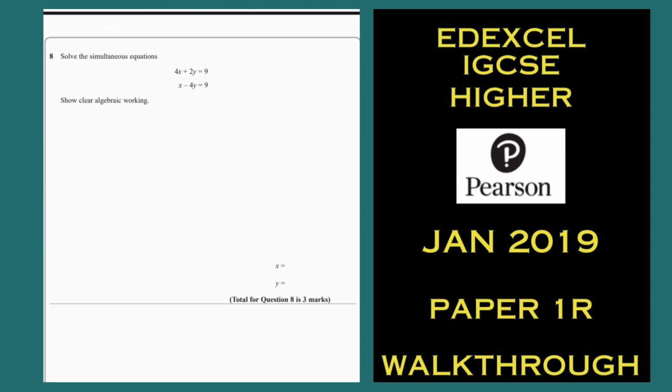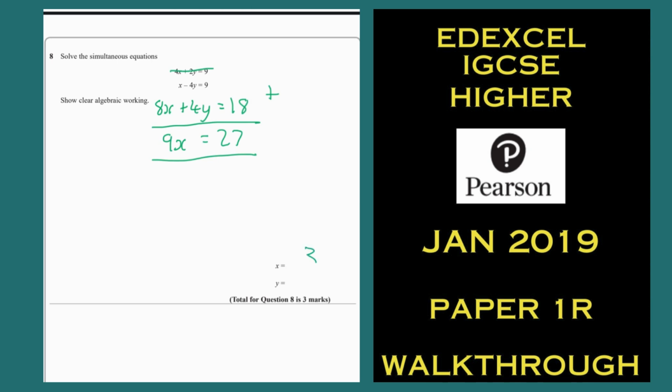Good old simultaneous equations, one of the basic ones. You could double the top equation. You could quadruple the bottom equation. That's entirely up to you. I've gone for doubling the top equation. So I get 8x plus 4y equals 18. So I'm now kind of moved on from that one. So the numbers in front of the y's are both 4, but one's a plus and one's a minus. Different signs. That's add. So we get 9x equals 27.